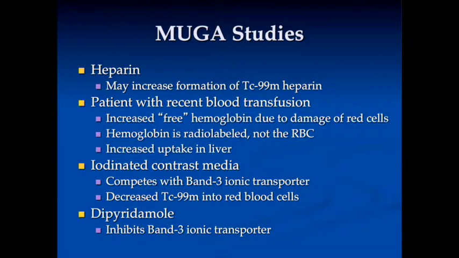Iodinated contrast media competes with the ionic transporter, which basically blocks the movement of technetium into the red cells. And dipyridamole inhibits the ionic transporter as well. And you think, well, what difference does it make? We don't give persantine while we're doing stress studies, but a lot of the newer anti-clotting medications actually contain dipyridamole as part of the anti-clotting cascade. So while you're not giving them dipyridamole, they may still be taking dipyridamole, and that can actually explain why you see some weird stuff on your red cell studies.